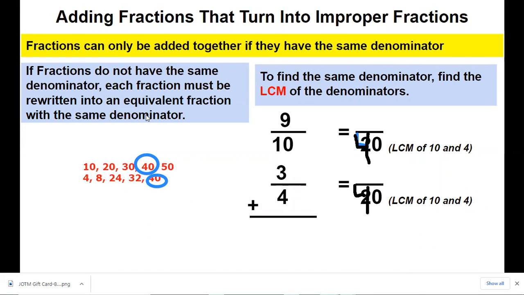Okay. Oh no, 20 would work. Why would 20 work? What did I do? 4, 8.